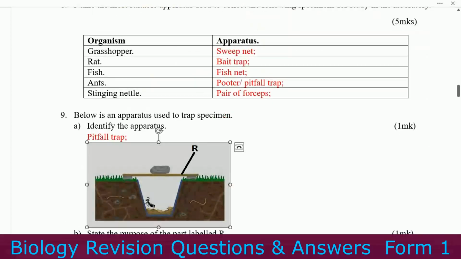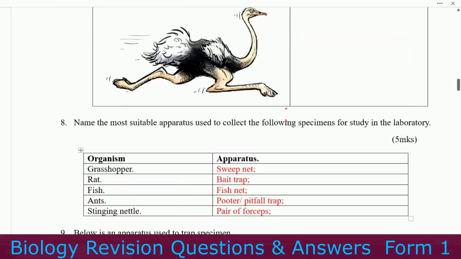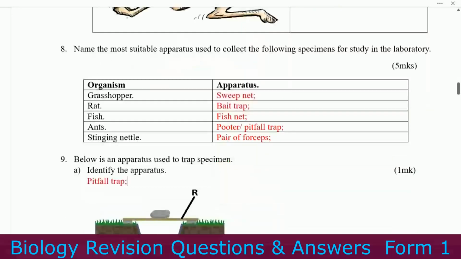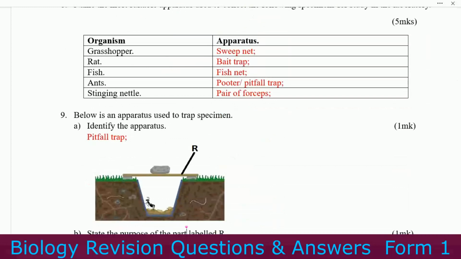Number 8. Name the most suitable apparatus used to collect the following specimens for study in the laboratory. Grasshopper, you use a sweep net. Rat, a baited trap. Fish, a fish net. Ant, a pitfall trap. Stinging insect, that one is a pair of forceps.